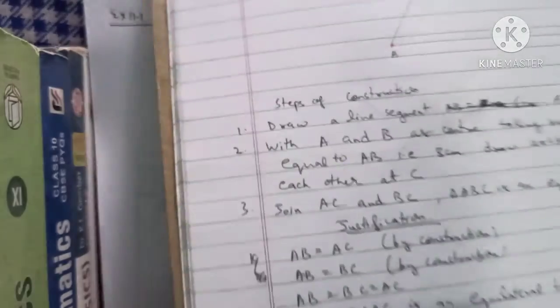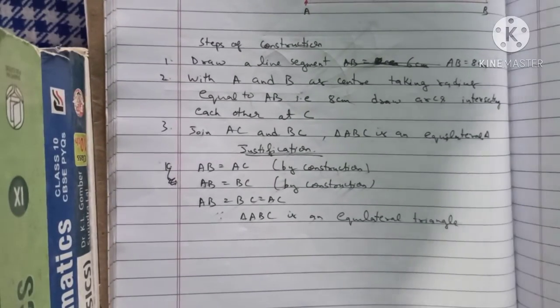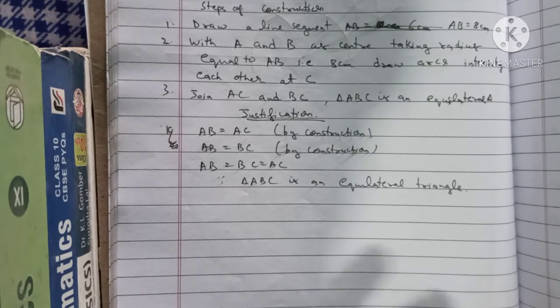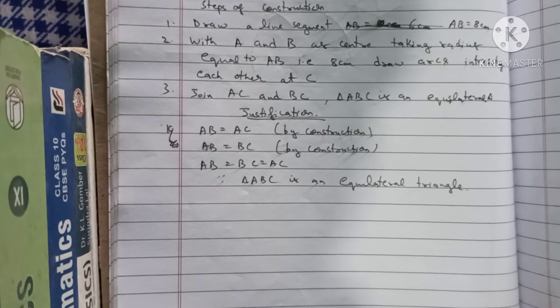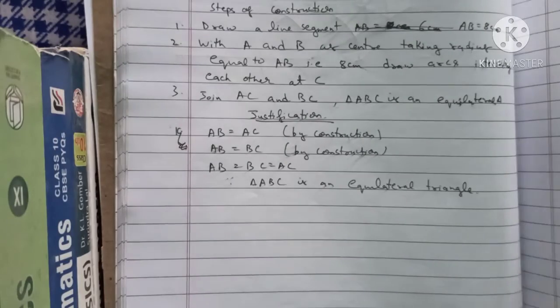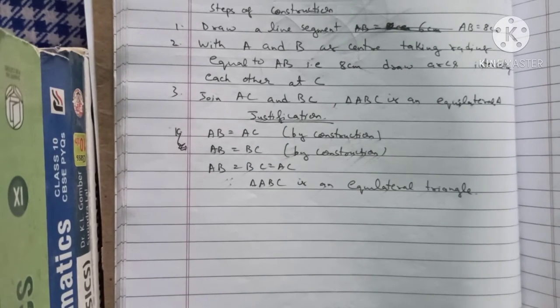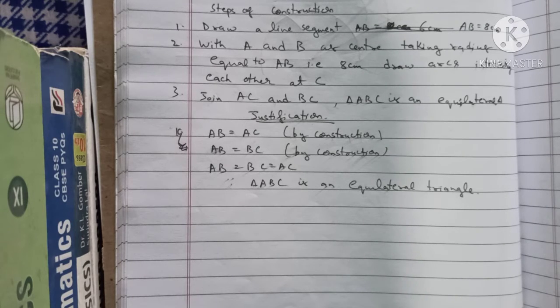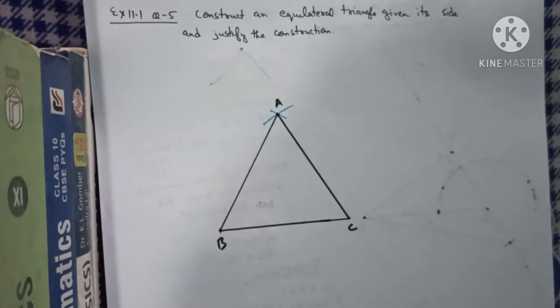So very quickly we'll revise the steps of construction here. Draw a line segment AB equal to 6 centimeter I have taken, or 8 centimeter, any measurement you can take. With A and B as centers, taking radius equal to AB, that is 6 centimeter, if I have taken 8 centimeter, then 8 centimeter, draw arcs intersecting each other at C. So join AC and BC, we get ABC as an equilateral triangle.